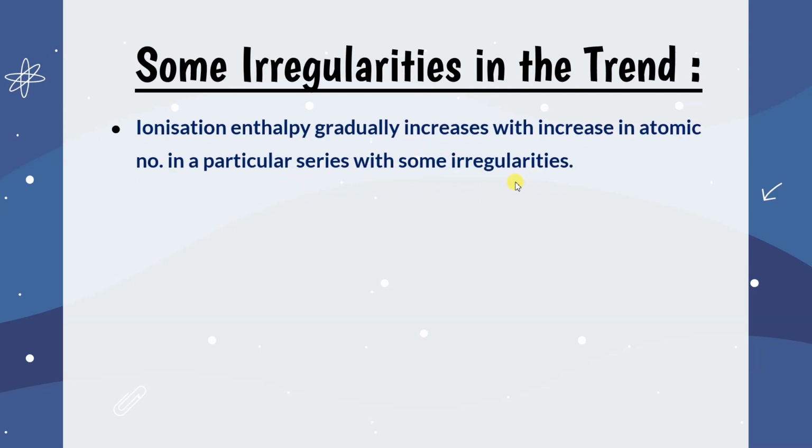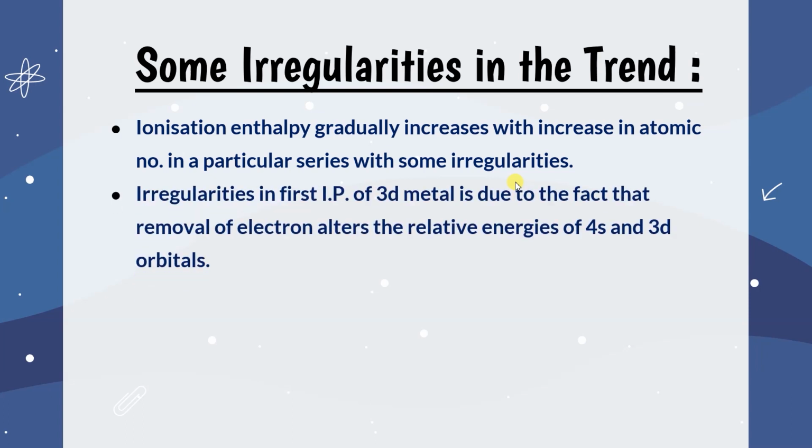Ionization enthalpy gradually increases with increase in atomic number in a particular series with some irregularities. Irregularities in the first IP of 3d metals are due to the fact that removal of electrons alters the relative energy of 4s and 3d orbitals. For 3d we can explain it somewhat, but for the 4d and 5d series we cannot say anything. Okay, so why do these irregularities happen?